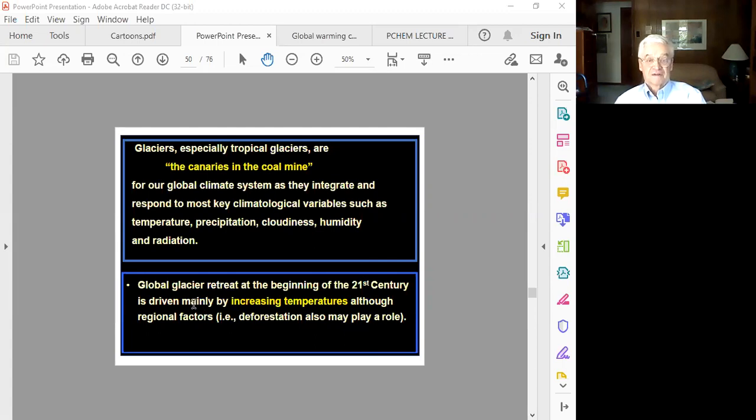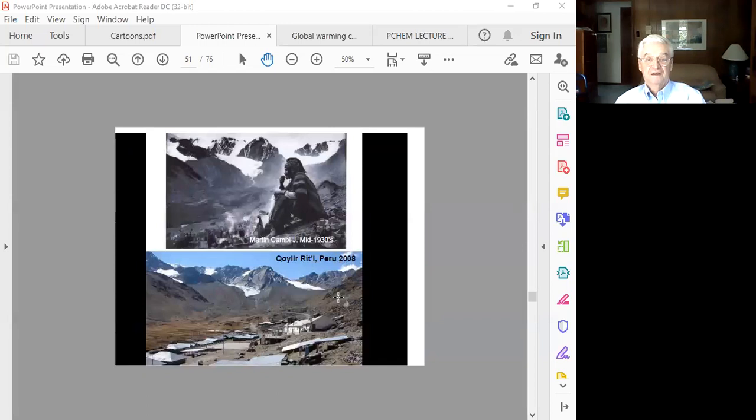This other comment here is that global glacial retreat at the beginning of the 21st century is driven mainly by increasing temperature, although regional factors like deforestation may also play a role. Okay, so you can see this guy is concerned about what is happening in his glaciers, or he would be if he knew what would be happening with his glaciers. So this same region again, lots more snow here, lots less snow here. Peru.